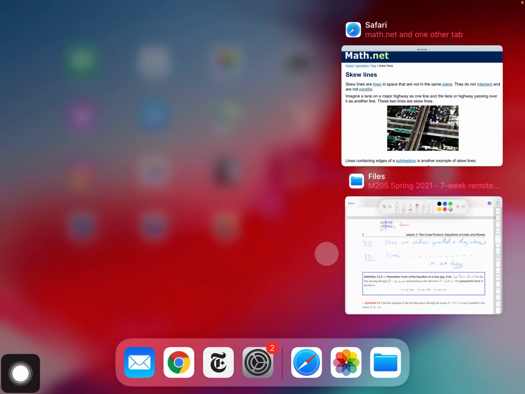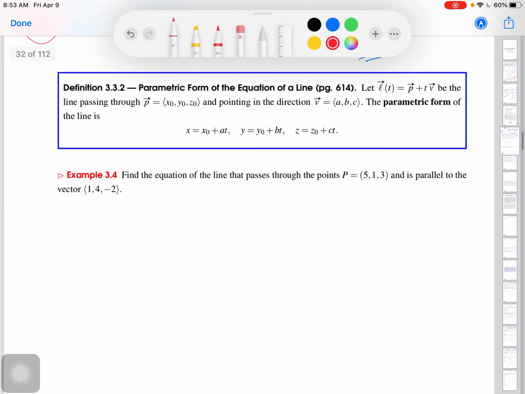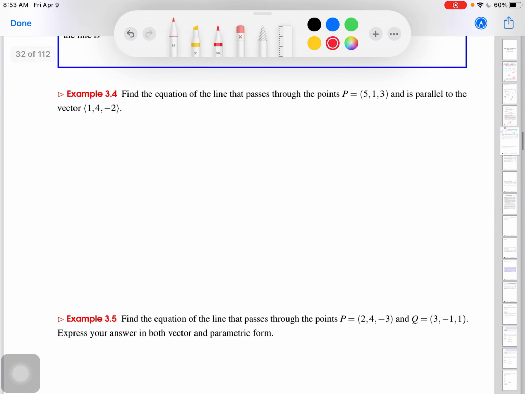So this is meant to be a very quick introduction to equations of lines and to this fact that in 3 dimensions, as usual, something is new and different from what we've seen in 2 dimensions. Great, so let's move now to solving some of these examples.